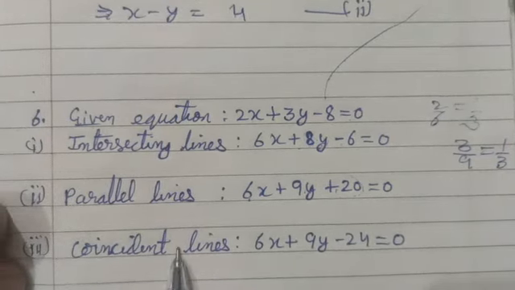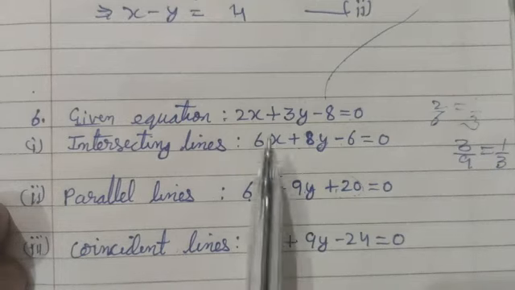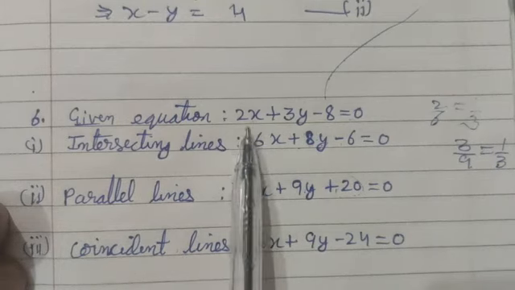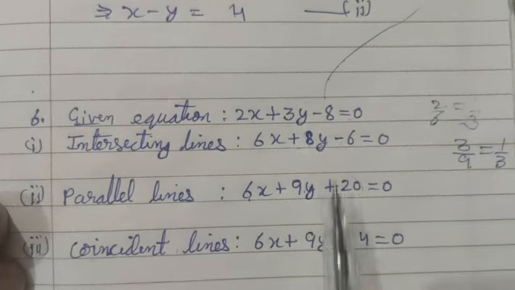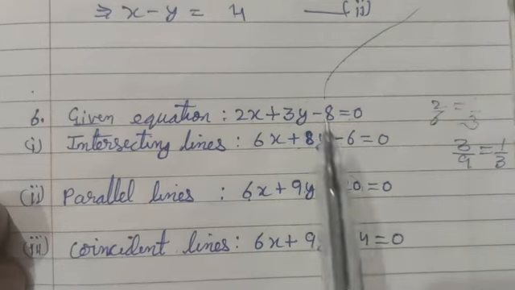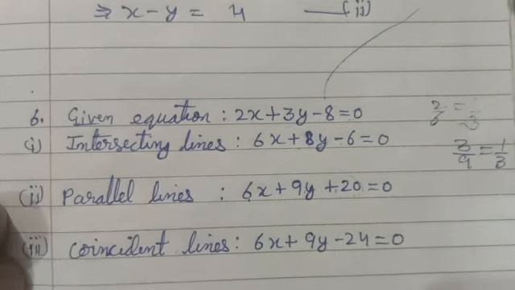Now coincident line. In case of coincident line, all the ratios should be equal. Here I have taken it as 6x plus 9y minus 24 equal to 0. So 2 by 6 is 1 by 3. 3 by 9 is again 1 by 3. Minus 8 by minus 24 is again 1 by 3. So these two lines will form coincident lines.